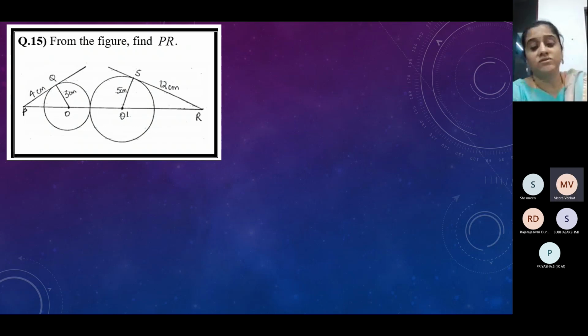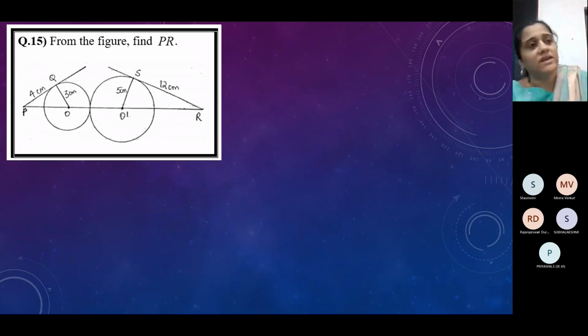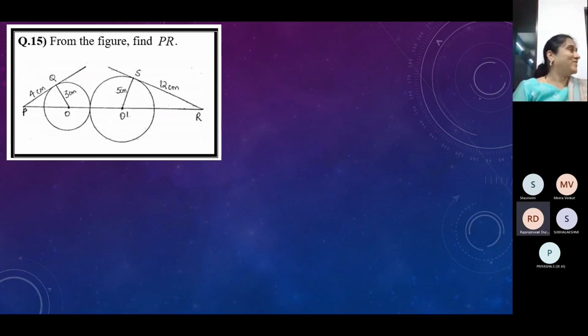Yes, ma'am, 26 centimeters. Perfect, Meera, very good. 26 is the right answer. Here also, who's got it? Sneha got 26. Harini has got 26. Tarun Murali got 26. Rajeshwari also got 26. Lakshmi also got 26.